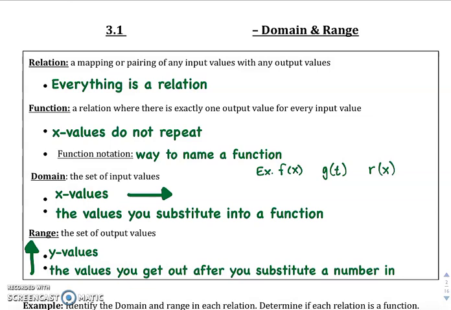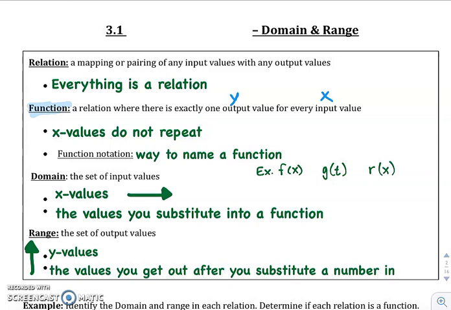A function, on the other hand, is a specific type of relation. A function is the relation where there is exactly one output value for every input value. And the output is the y, the input is your x value. So for functions where there might be listed points, this would be an example where the x values don't repeat. The same x value can't be shared with more than one y value.